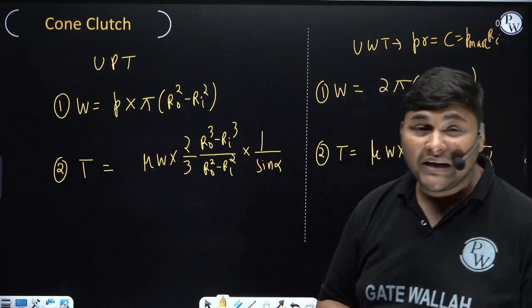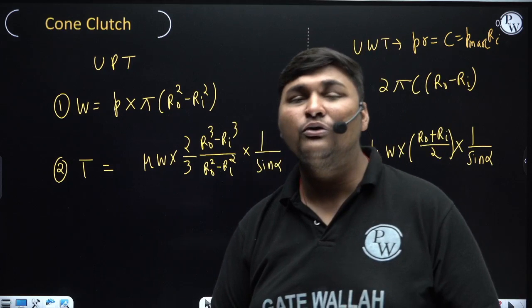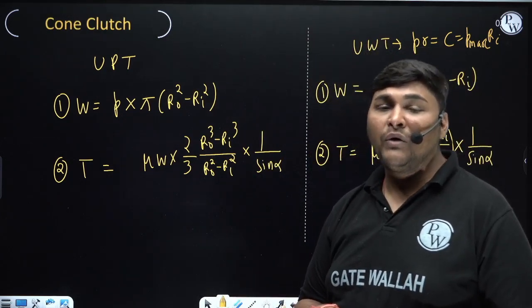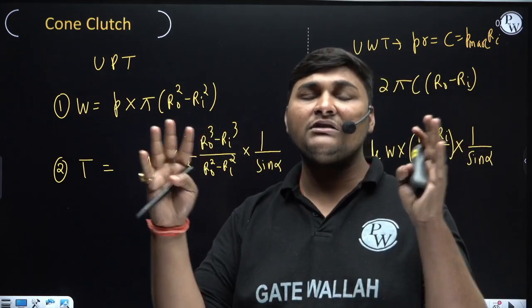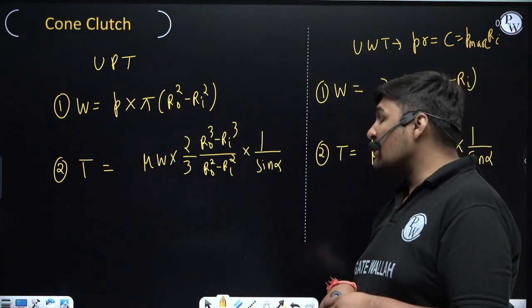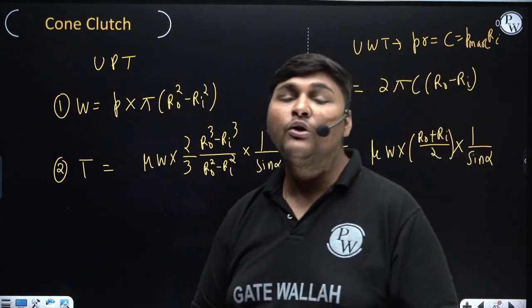But we cannot take alpha equal to 0, because the objective of a clutch is not only to transmit torque from input to output at the engaged position. Another objective is that whenever we want, we should be able to disengage the clutch, and whenever we want, we should be able to engage the clutch. And if we take a very small alpha value, there will be chances of locking of the clutch.